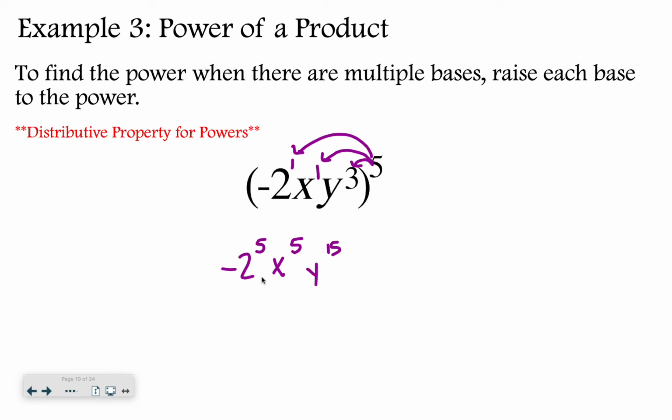And then I want to simplify this, -2, which when you plug this into a calculator, you want to make sure you put parentheses around the negative and 2 before you hit the caret key and type 5. Otherwise, sometimes your calculators do a weird thing where it will give you the wrong answer. So if you do that, -2 to the 5th power, you get -32. And then I can't combine my x's or y's, so I leave them.